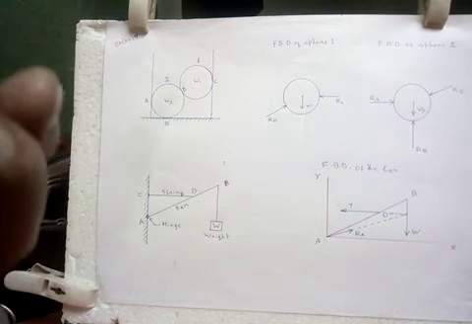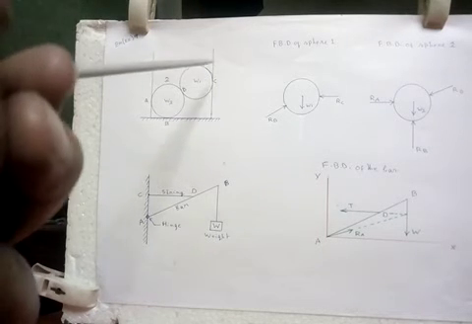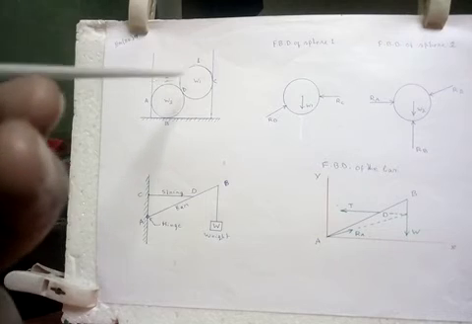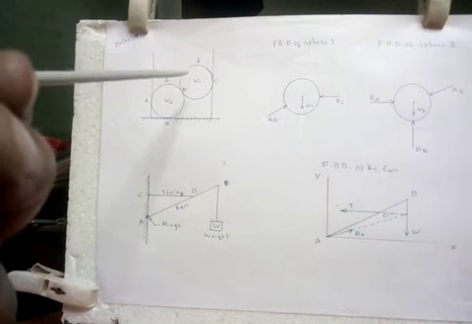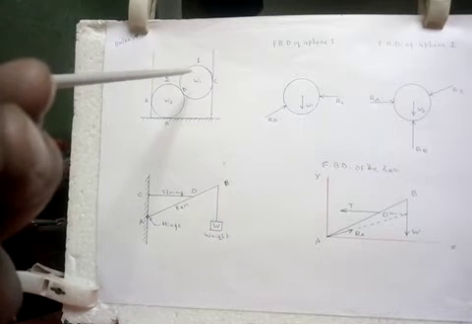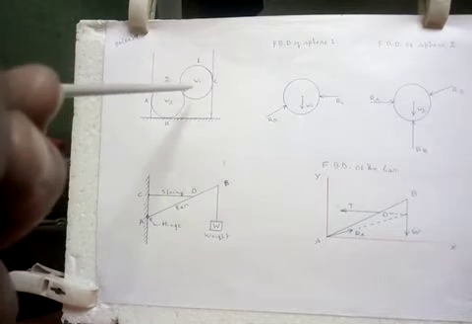So first, let us draw the free body diagram of this ball. Now you see what are the forces acting on this. The forces acting are W1, vertically downward.